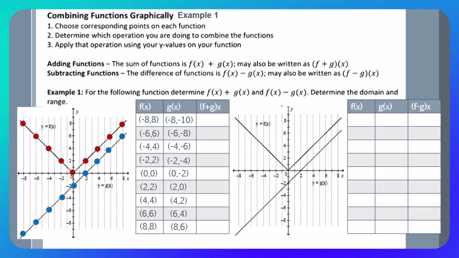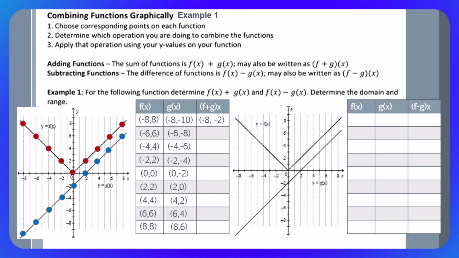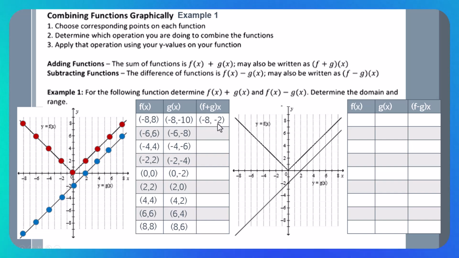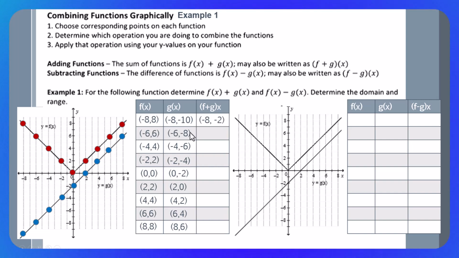So you can see that first point is going to be negative 8, and it's not negative 2. Let's take another look at that. Okay, 8, take away negative 10. We're going to be adding 10, so that should be negative 8, 18. So correct that on your paper as you're drawing in your table.